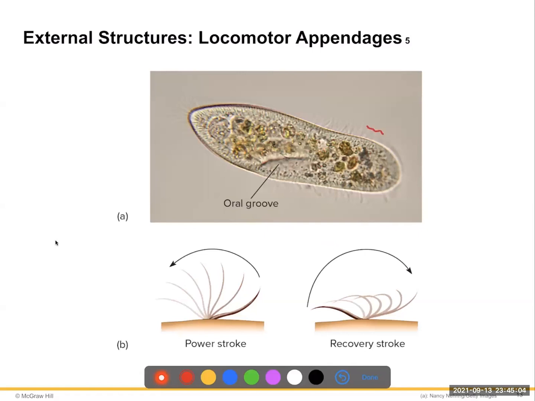As you can see, all the cilia right here. These are your cilia. All these little hair-like structures that surround the entire cell. You can see if they all push in one direction, they can propel the cell. If they come up and then they can recover by pushing back to where they originally were. And they can propel the cell in one direction.